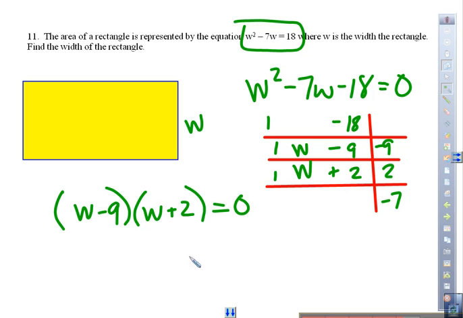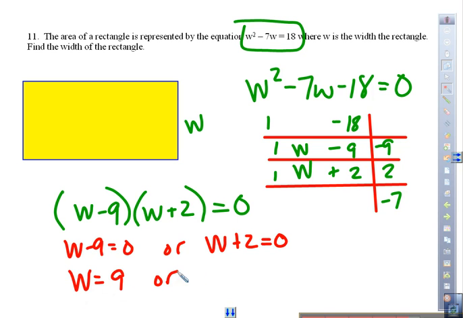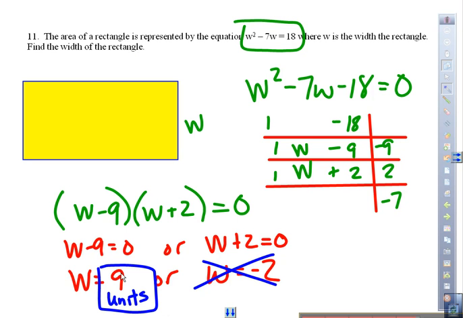One of those factors has to be 0. So w minus 9 has to be 0, or this w plus 2 has to be 0. Solve for w and you get w equals 9, or w equals negative 2. Which answer do you reject? Yeah, widths cannot be negative. So the width of this rectangle, did they give us any units? No, they didn't. Our width is 9 units. Is that in the answer bank?